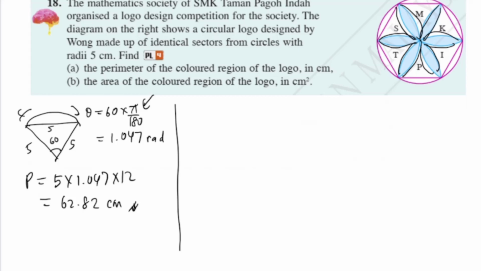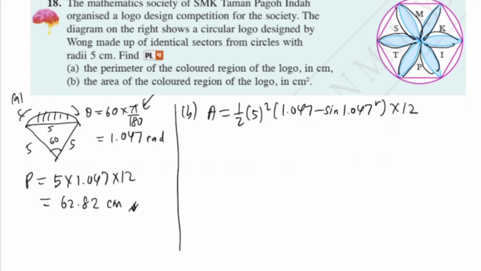Again, I like to use area of segment. Personally, I like segment because it's fast and furious, right? And I really explained to you all. You can just use half r squared. Your radius is 5, theta is 1.047 minus sine 1.047 in radian, times 12 because I have 12 of them, right? You should get 27.146.